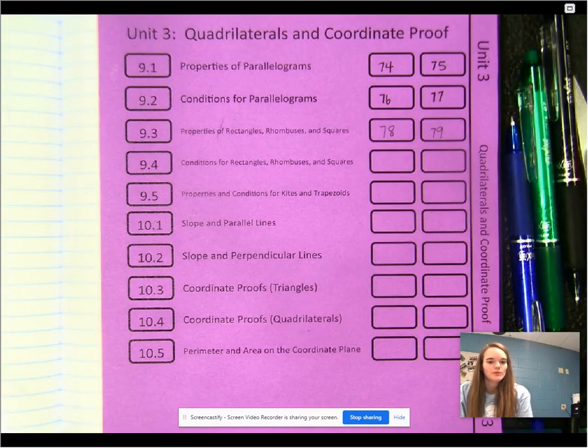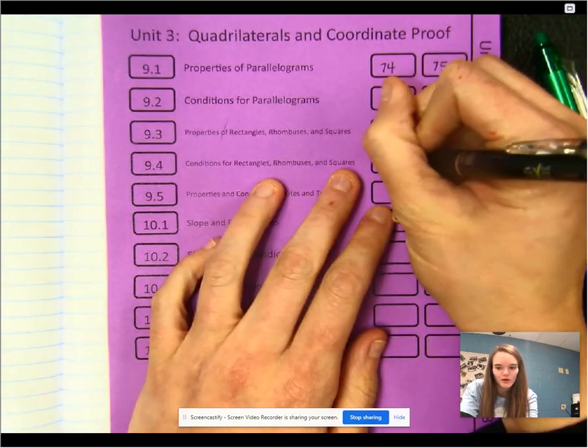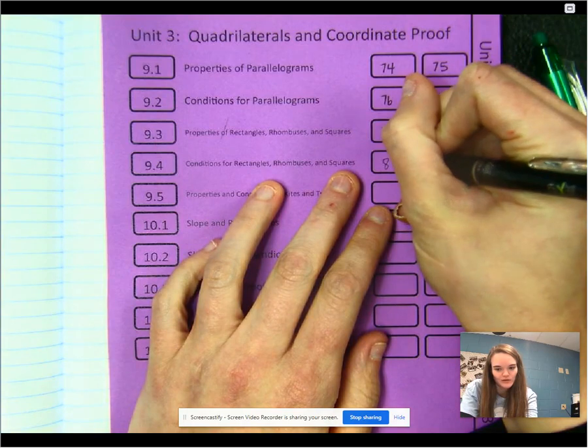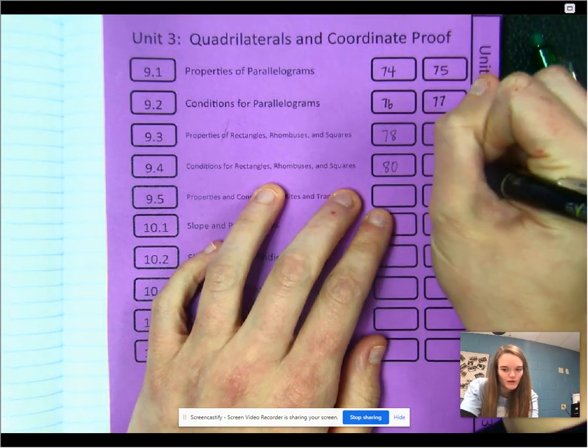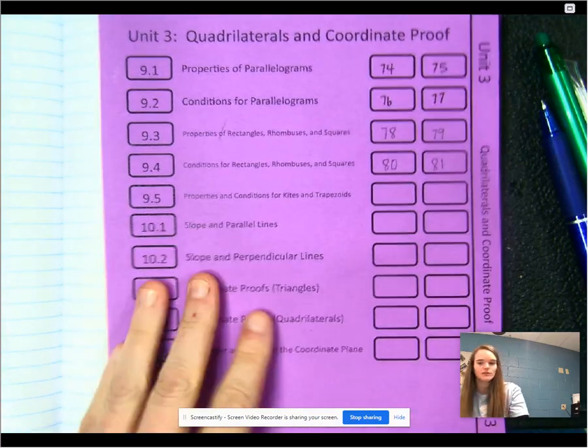All right, guys, today we're going to be working on rectangles, rhombuses, and squares again, but today we're specifically doing the conditions, which are kind of the same as the properties, but we will be proving something is a rectangle, rhombus, or square. And that's going to be on pages 80 and 81. So go ahead and label that, turn to 80 and 81. 79, here is 80.